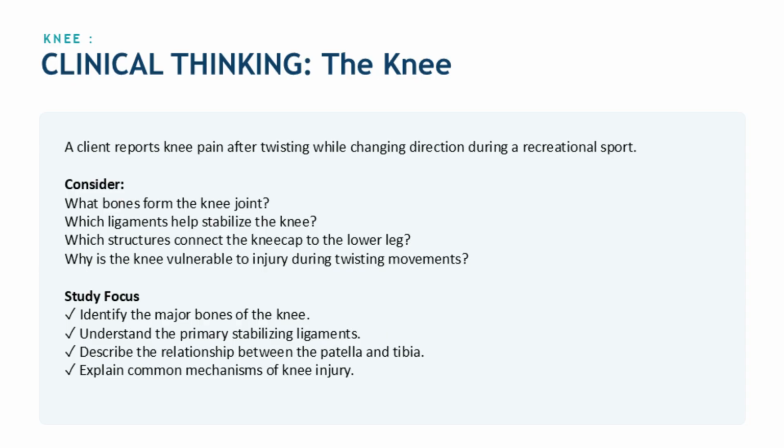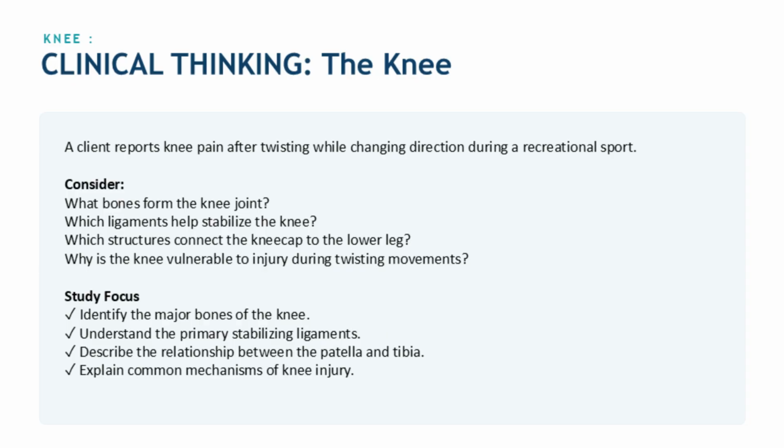Clinical thinking, the knee. Imagine a client who twists the knee while changing direction during a sporting activity. As you analyze this situation, consider which structures may be vulnerable during rotational movements. Think about the bones that form the knee joint, the ligaments that stabilize it, and the structures responsible for transmitting forces across the joint. Consider how instability, swelling, or pain may influence movement and function. Clinical assessment begins with a strong understanding of anatomy and biomechanics.